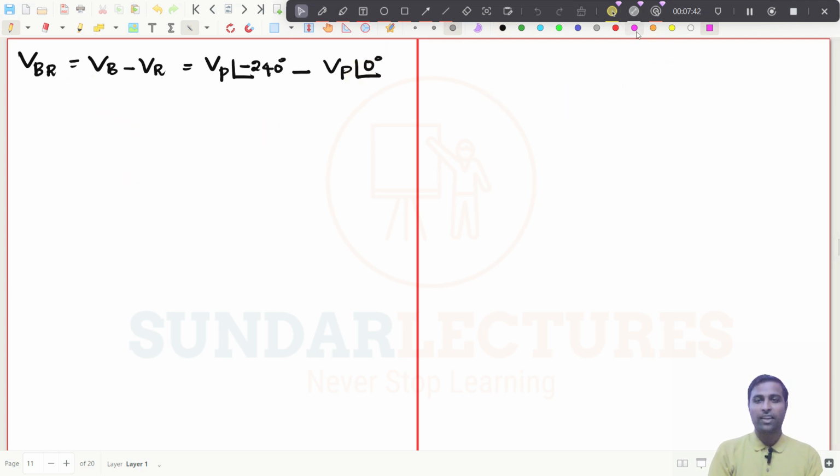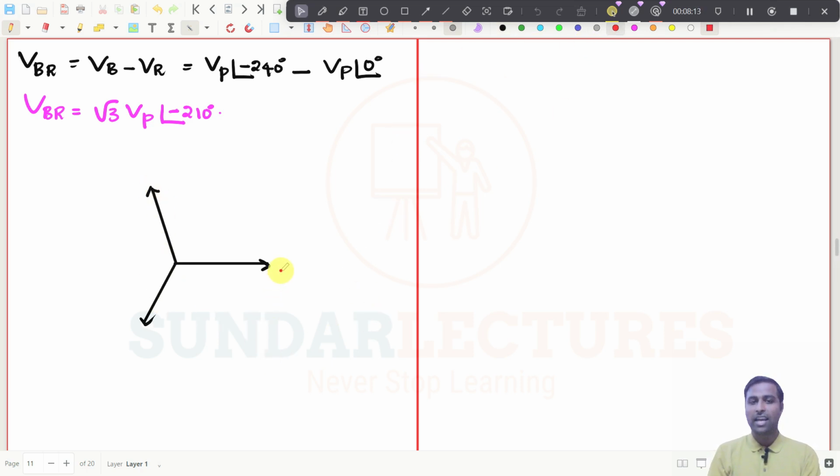And if you simplify this, what you will get? VBR will be equal to root 3 times V phase at an angle of minus 210 degree. This will come like this. So how, if you draw the phasor diagrams here, maybe I will draw here. See, this is R phase and this is Y phase and this is B phase. I will draw again and again because then only you can easily understand things.